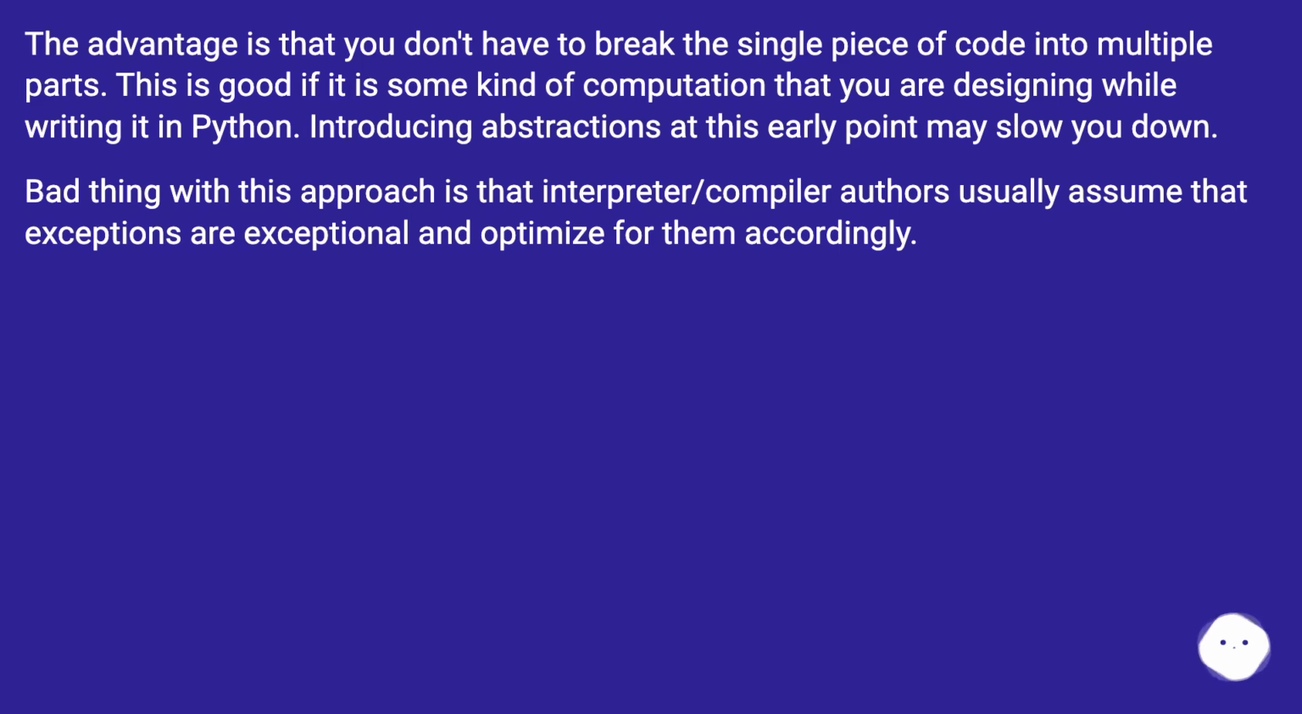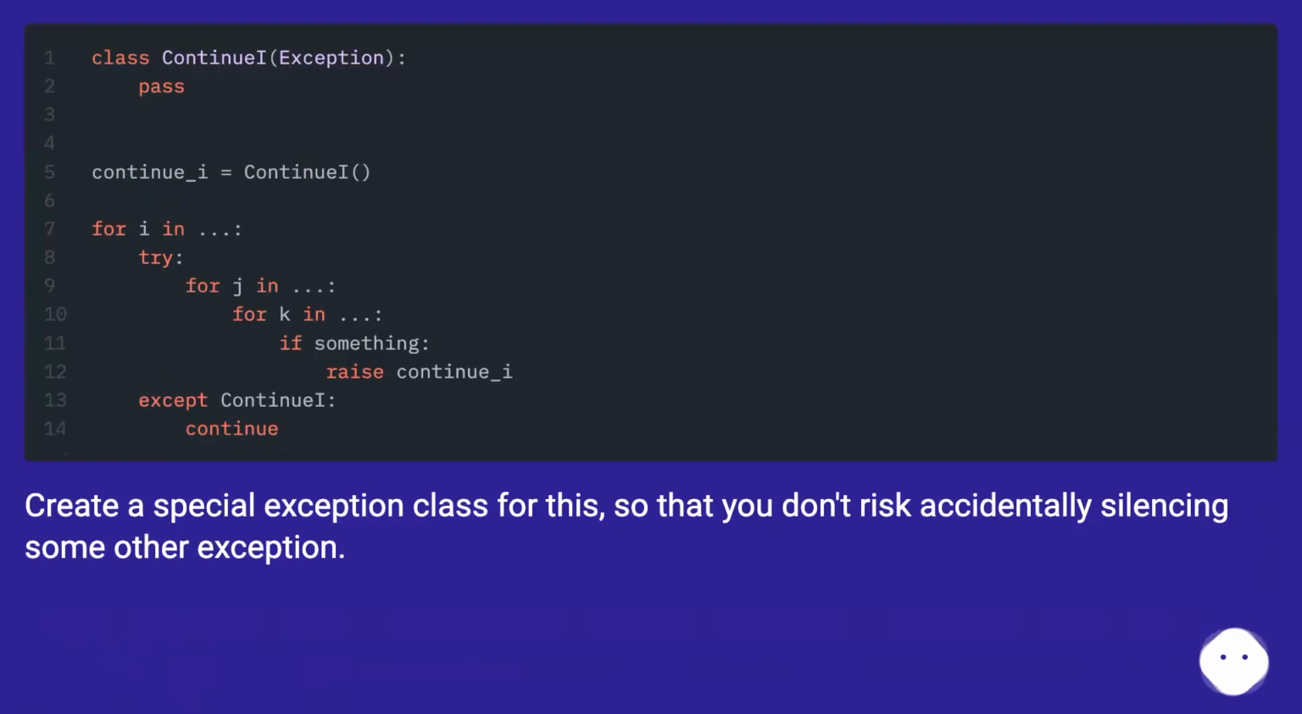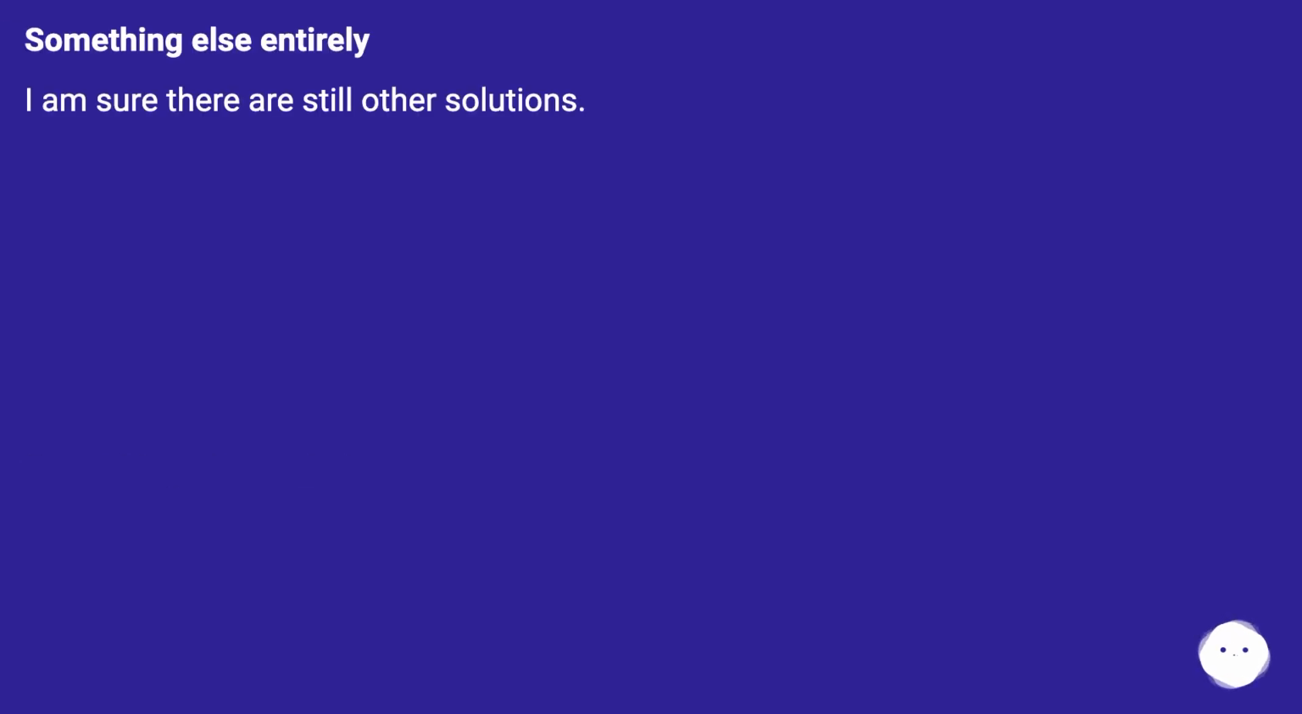Bad thing with this approach is that interpreter/compiler authors usually assume that exceptions are exceptional and optimize for them accordingly. Create a special exception class for this, so that you don't risk accidentally silencing some other exception. Something else entirely. I am sure there are still other solutions.